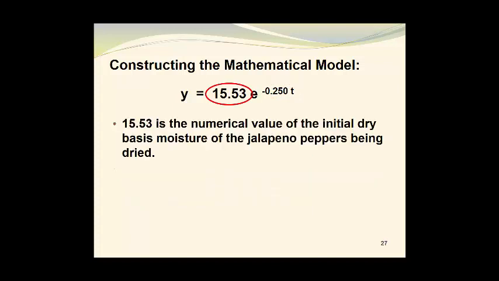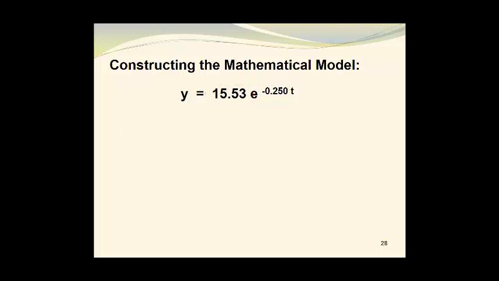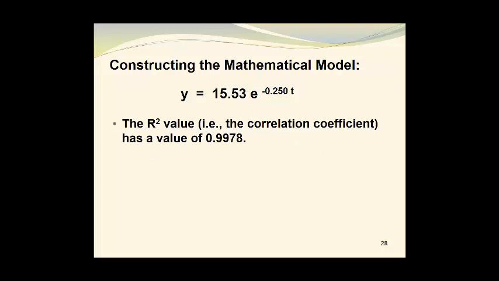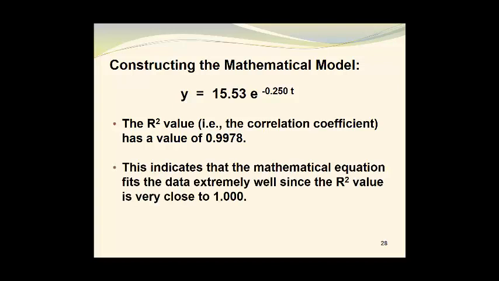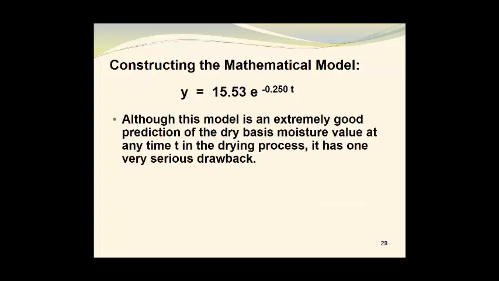The 15.53 value is the numerical value of the initial dry basis moisture of the jalapeno peppers that are being dried. The R-squared value, which is the correlation coefficient, has a value of 0.9978. This indicates that the mathematical equation fits the data extremely well, since the R-squared value is very close to being 1.000.